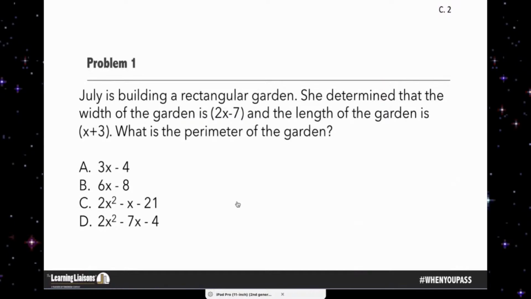July is building a rectangular garden. She determined that the width of the garden is 2x minus 7, and the length of the garden is x plus 3. What is the perimeter of the garden?